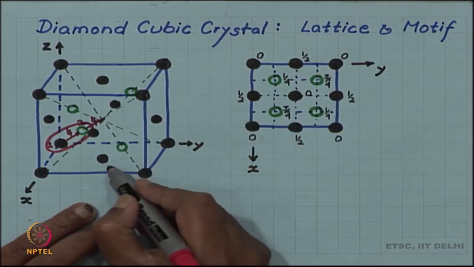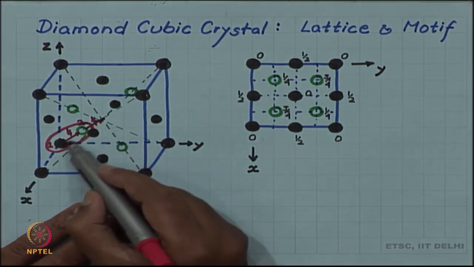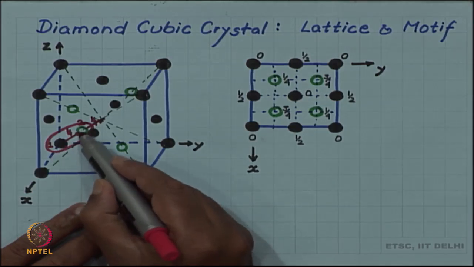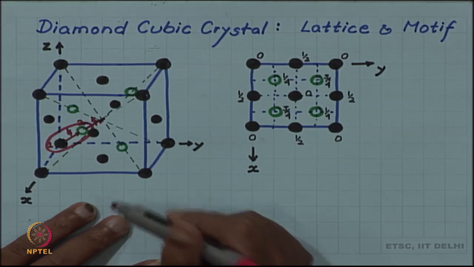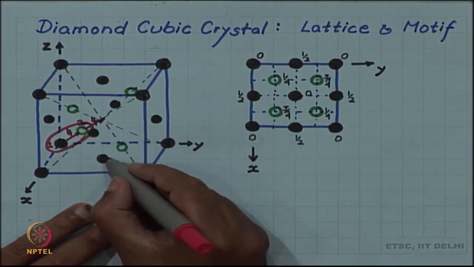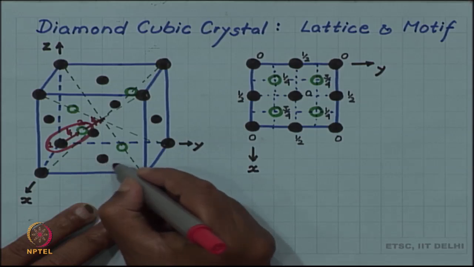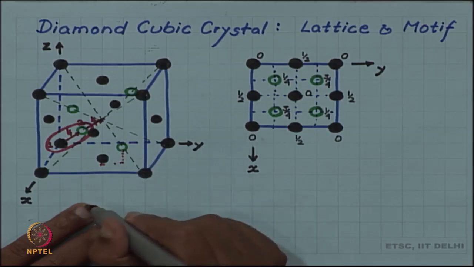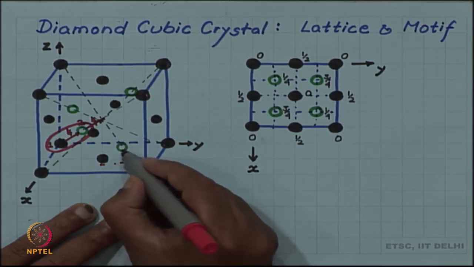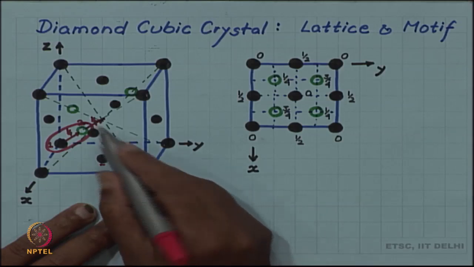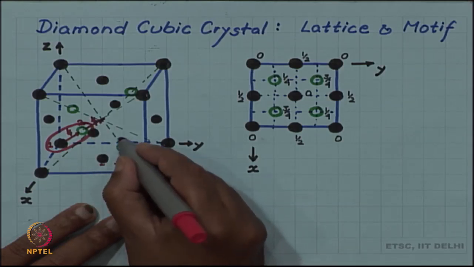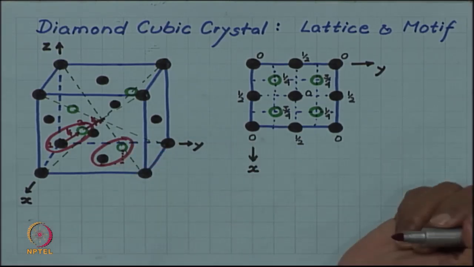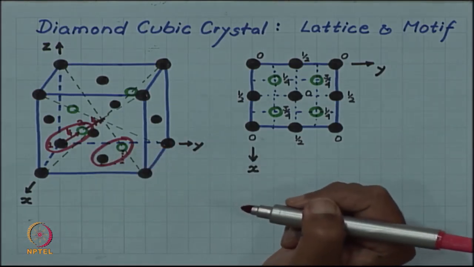So, let us consider this face center one. From the corner we went 1/4 along x, 1/4 along y and 1/4 along z to find the motif atom. From here, we are already at the face center, so we will go 1/4 along x, 1/4 along y and then 1/4 along z. Exactly, we will come to the location of this atom on the other body diagonal. So, we can see that the motif is actually repeated at the face center also.